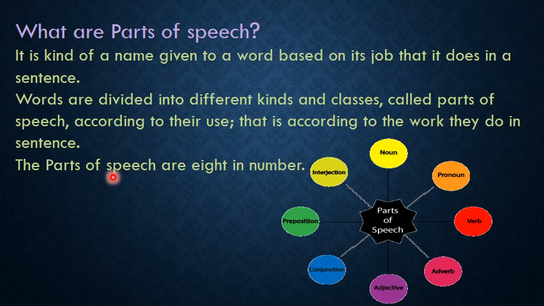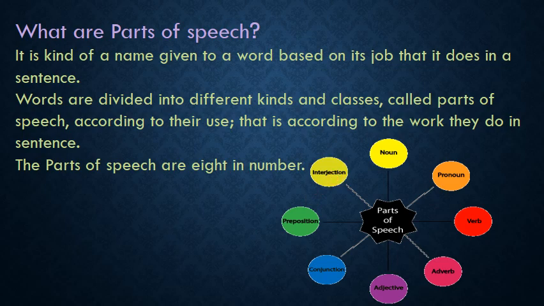Alright, so how many parts of speech are there? The parts of speech are 8 in number. Here is a chart for you, and I have arranged it in chronological order. The first one is noun, pronoun, verb, adverb, adjective, conjunction, preposition, and interjection.